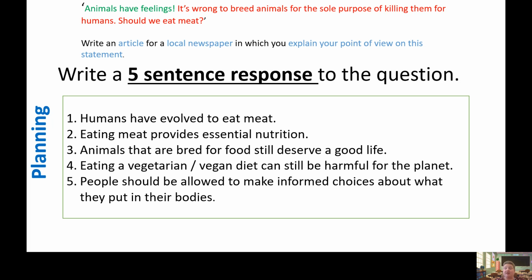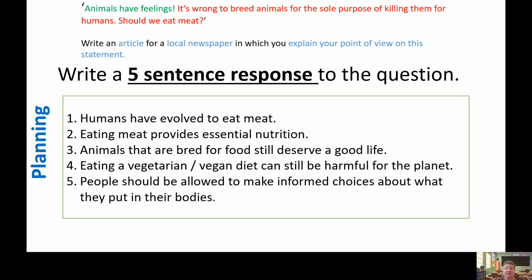They've then highlighted the article for a local newspaper. That tells us the format of what they need to write. And they've highlighted explain your point of view on this statement, which gives us the purpose. The only thing we haven't got explicitly stated is who the audience is, but we know that it's going to be readers of a local newspaper. Therefore, we're looking at older teenagers and adults.